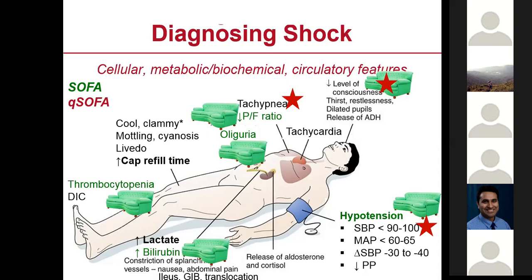Some of these are crystallized in scoring systems. So one is called the SOFA system, and I put the little green sofa by the green ones that are the 6 parameters there. So it's level of consciousness, oliguria, PF ratio, thrombocytopenia, increased bilirubin, and hypotension. And then there's a quick SOFA, which is just dependent on hypotension, tachypnea, and level of consciousness.